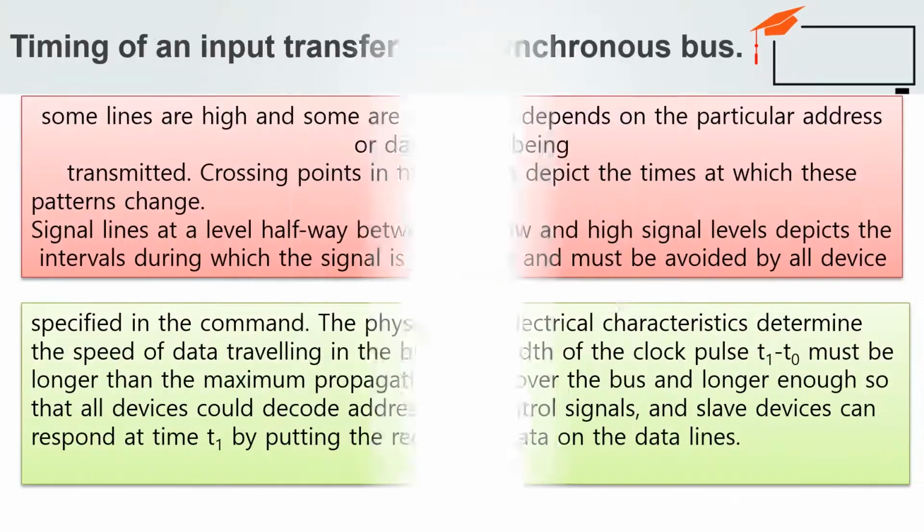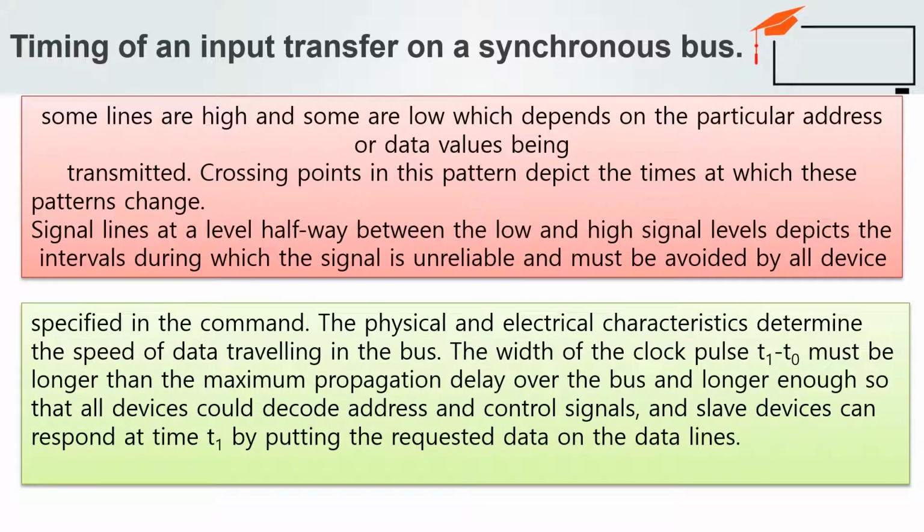The address and data lines are shown carrying both high and low signal levels at the same time. This is a common convention indicating that some lines are high and some are low, which depends on the particular address or data values being transmitted. Crossing points in this pattern depict the times at which these patterns change. Signal lines at a level halfway between the low and high signal levels depict the intervals during which the signal is unreliable and must be avoided by all devices.